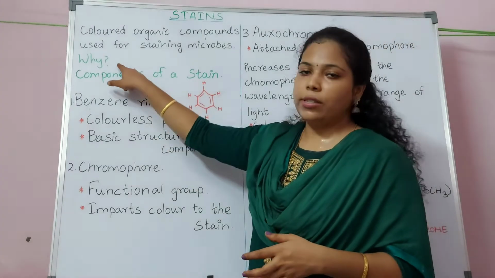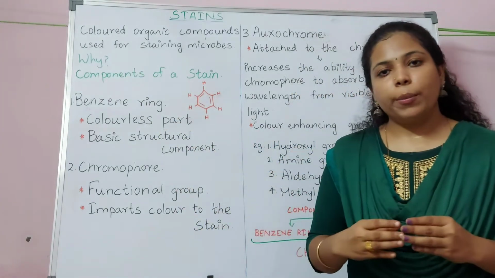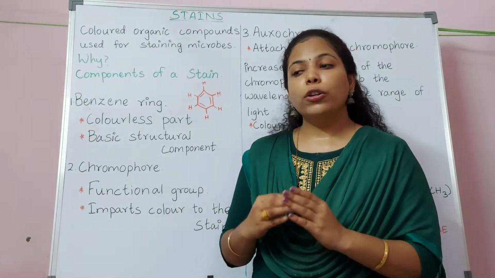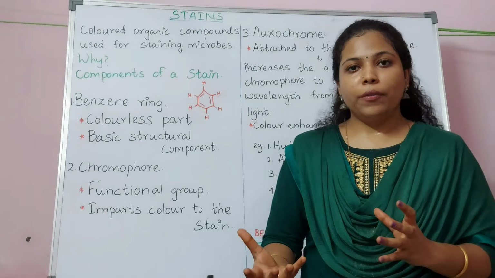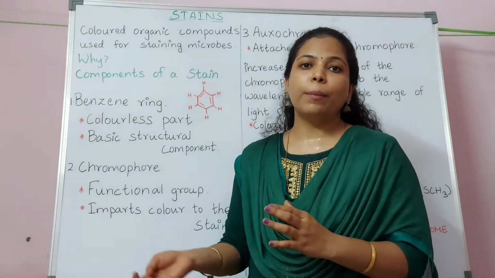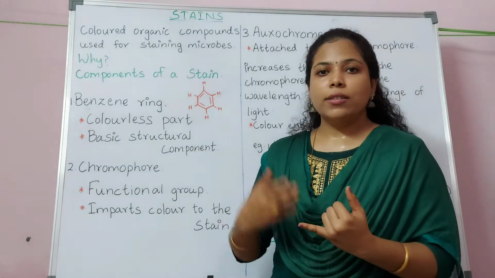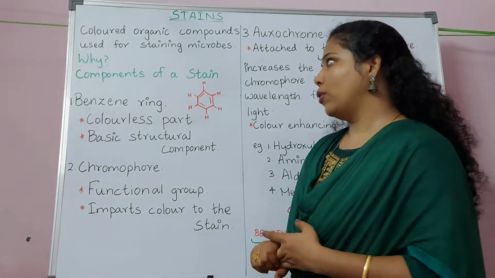Why should we use a stain? So when we observe a microorganism under a light microscope, they will appear colorless. In order to make them visible under a microscope, we give color to the microorganism so that we can study the size, shape and structure of that particular organism.